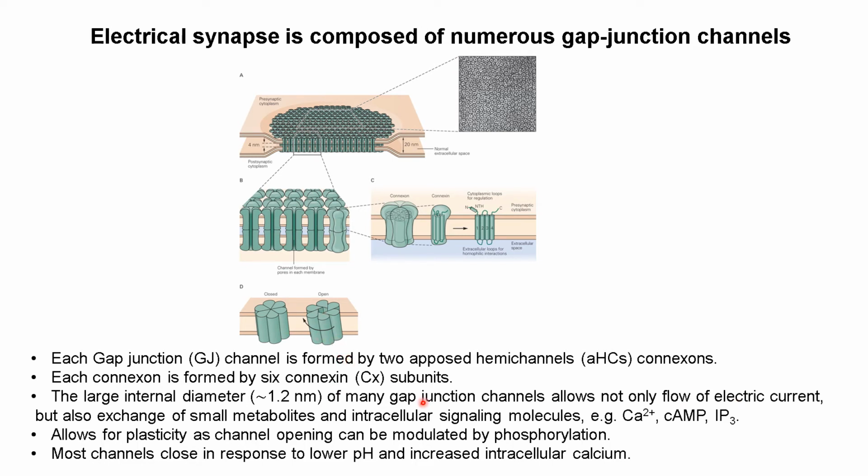For a long time, electrical synapses were not thought to be very plastic. Now we know more, and we know they allow for plasticity, as the opening of these channels can be modulated by phosphorylation and also by insertion of the channels. So we know there's a constant insertion and removal of these channels that can lead to the plasticity of electrical synapses. In addition, most of these channels can close in response to things that are really damaging to neurons, such as lower pH or increased intracellular calcium. This is a really good measure to prevent the spreading of neurotoxicity from one neuron to another.